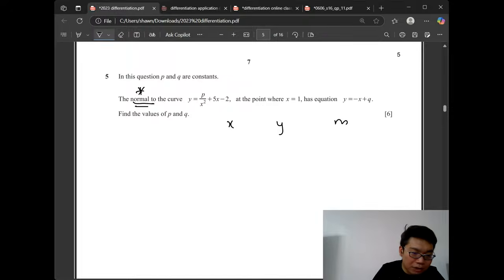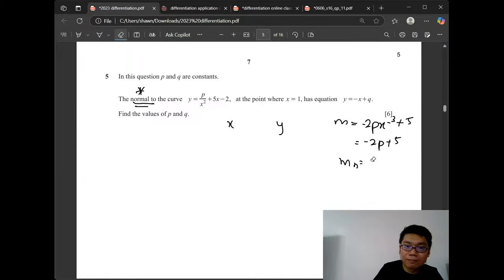So I just write down the answers. The gradient of the tangent is negative 2px minus 3 plus 5. So when I substitute x is 1, I should get minus 2p plus 1. So the gradient of the normal is negative 1 over minus 2p plus 5.